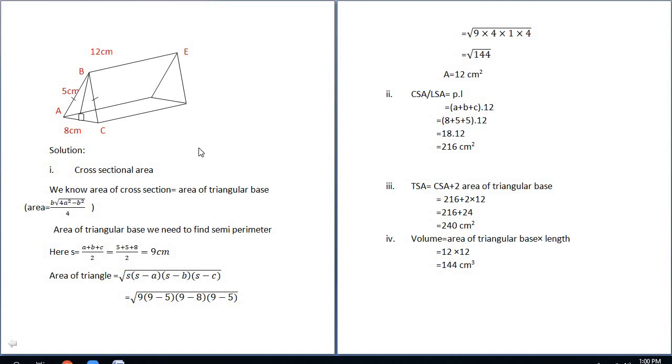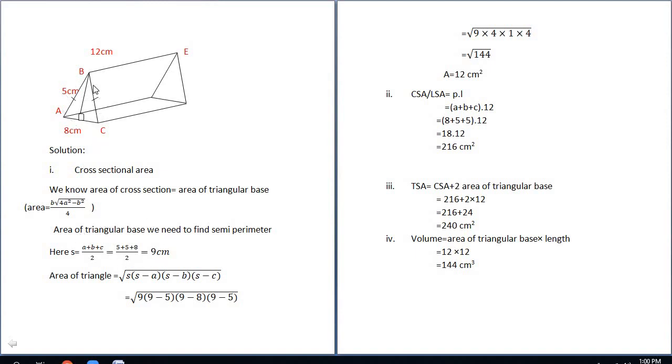That means if we cut a slice of this triangular prism, we get a triangle, and the area of that triangle is the area of cross-section. Here we can see the triangle is an isosceles triangle. So directly we can use the formula cross-sectional area equals b root under 4a square minus b square by 4. But here I am going to discuss the next way, which will be useful for all the figures.